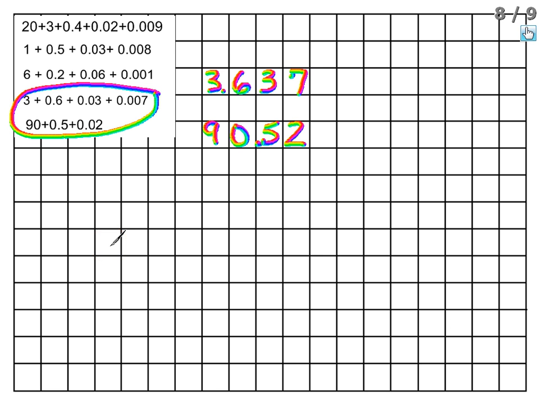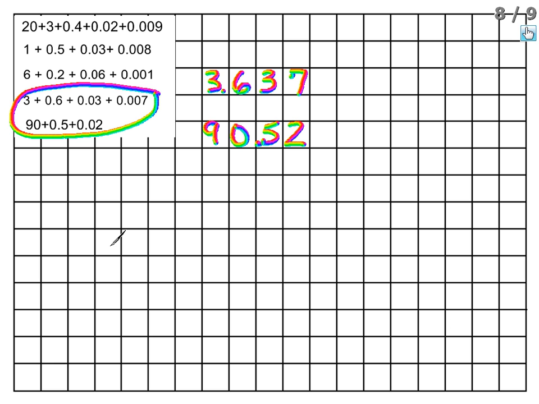Okay, so for the first problem, you should have gotten the answer of 3 and 637 thousandths. For the second number, 90 and 52 hundredths. If you did not get either of these two answers or got one incorrect, you'll want to rewind it and possibly go over a couple other examples that we went over to see what you did wrong.